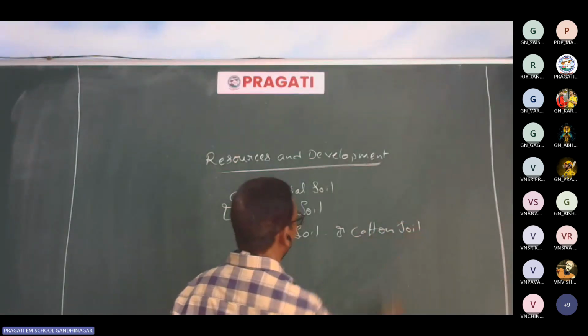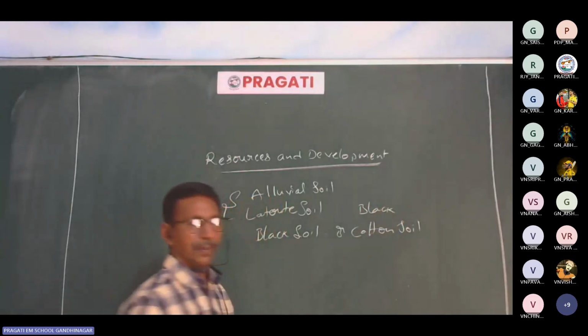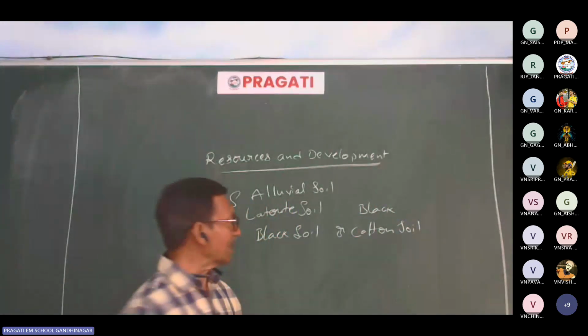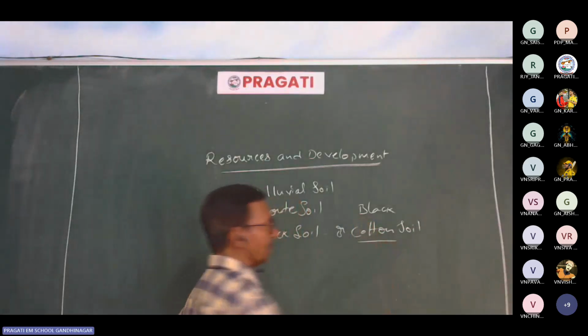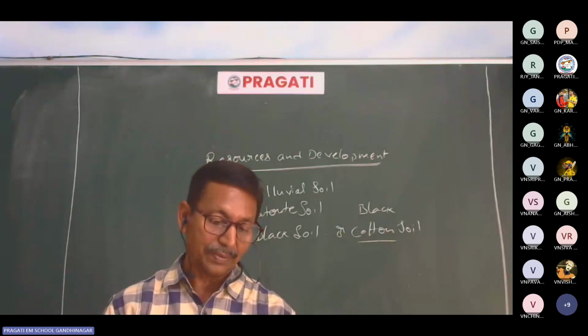Why is it called black cotton soil? Because cotton is the ideal crop grown here. Black soils are more suitable for the cultivation of cotton, so these are called black cotton soils.